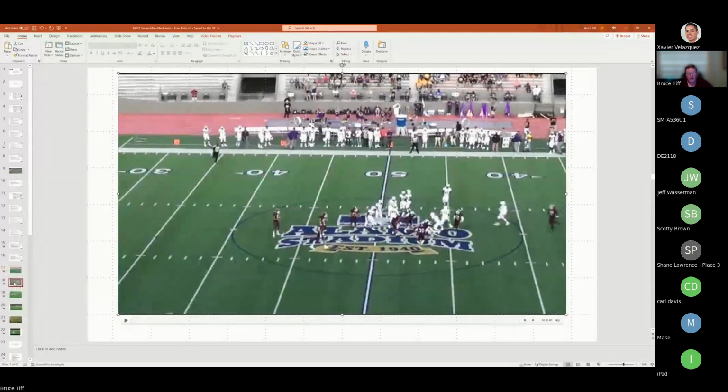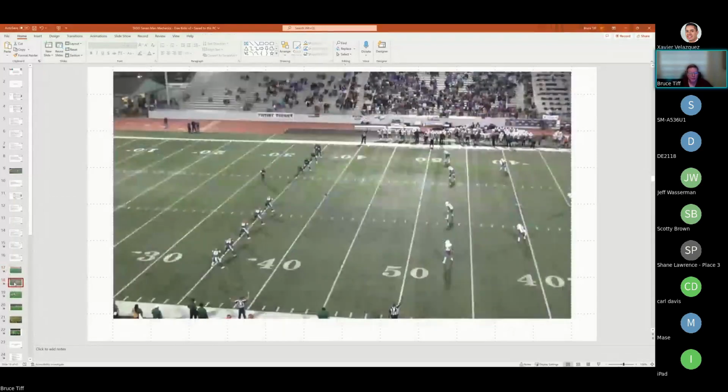Did that play okay, Xavier and Shane? No, it was choppy and blurry. Yeah, it's pretty choppy. Okay, well, I'm doing my best.